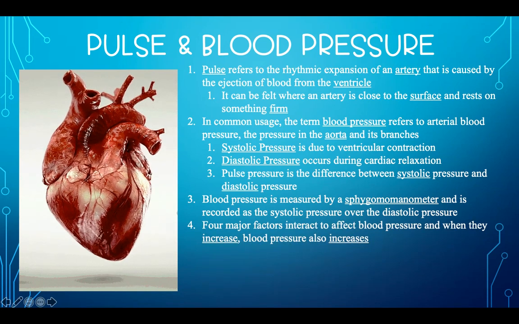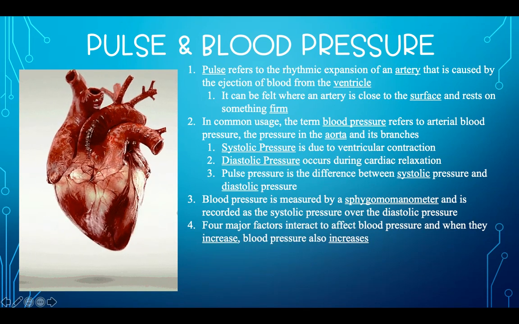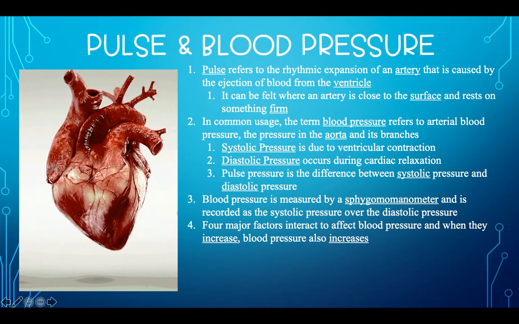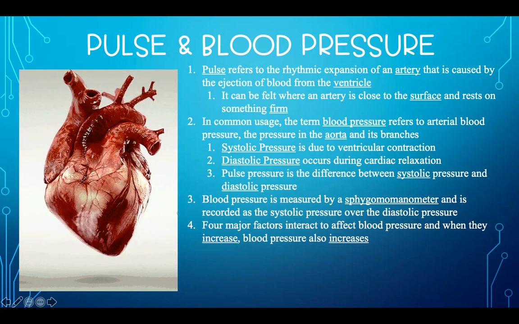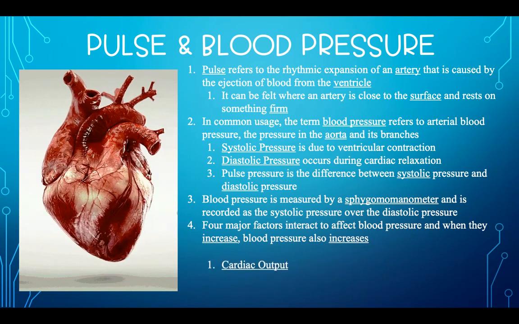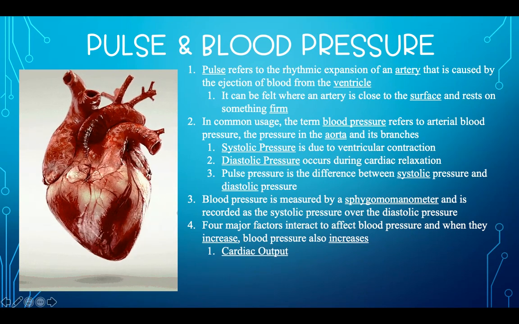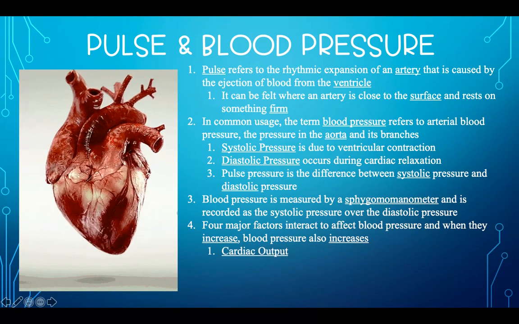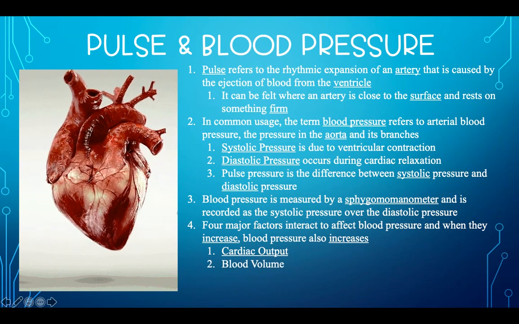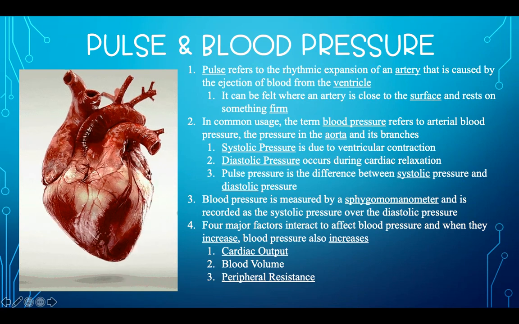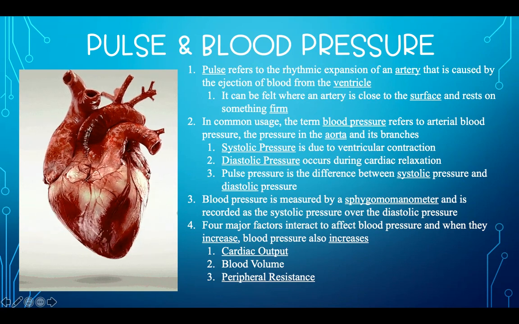So four major factors interact to affect your blood pressure. And when they increase, blood pressure also increases. So as you get older, these become more important to think about. Your cardiac output, so how much work is your heart actually having to do. Blood volume, so how much blood is flowing through your heart. Peripheral resistance. So how much resistance is there?